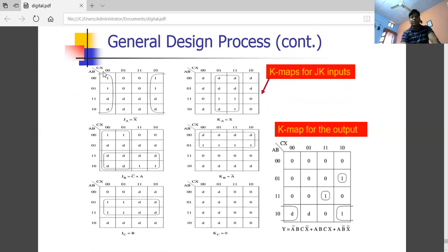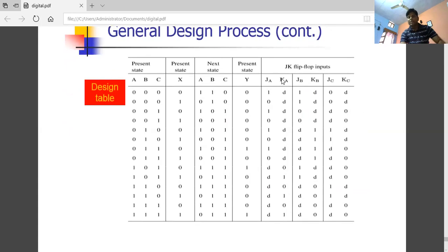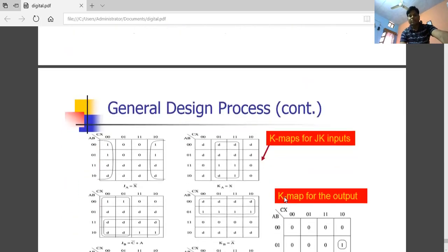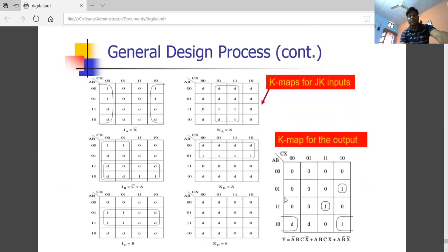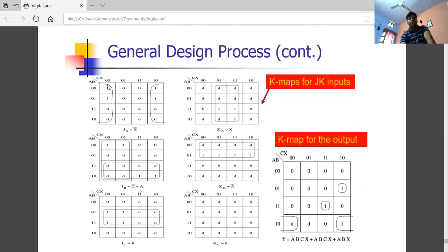So we have to fill in according to the excitation table. It means we have the value of JA corresponding to the ABC and X values. We have to fill in this section and solve it. So one octet is completed. So what is the value of J? J equals X dash. And according to this KA, one octet is there, then X.